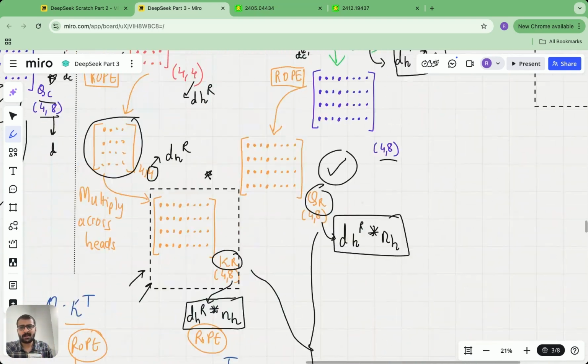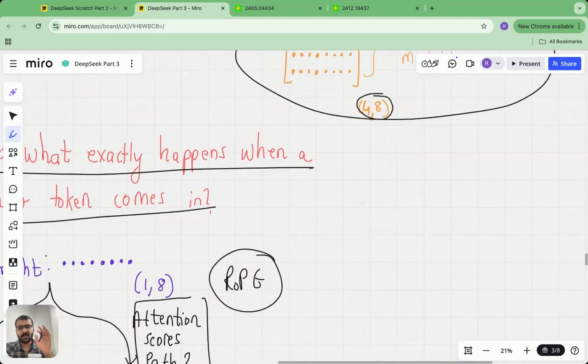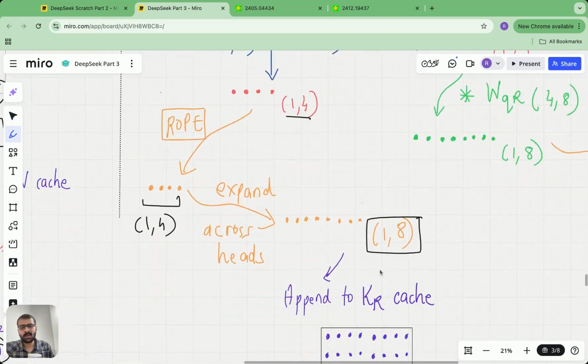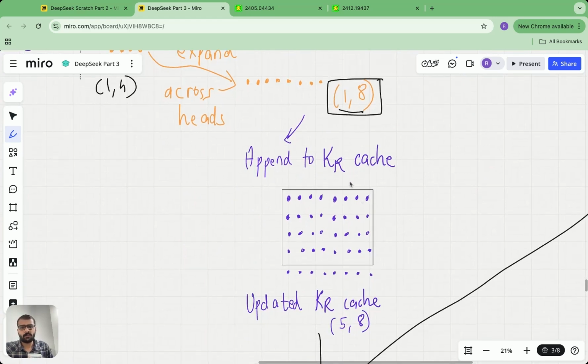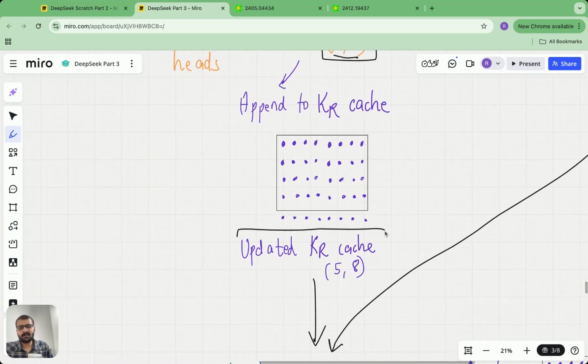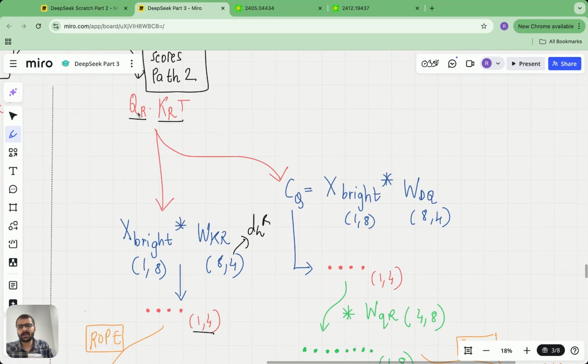So if you see the KR matrix which was computed earlier, this had a size of 4 comma 8 for the four tokens, and we have cached it. And now I am going to append my new KR vector to this cache. So I am going to append my 1 by 8 vector to the 4 by 8 cache, and that gives me my updated KR cache, which is a 5 by 8 matrix at the moment. Okay, so this is my KR, but I still need to compute my QR, right?